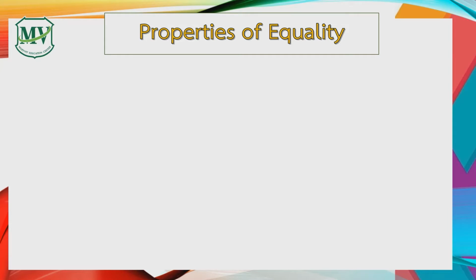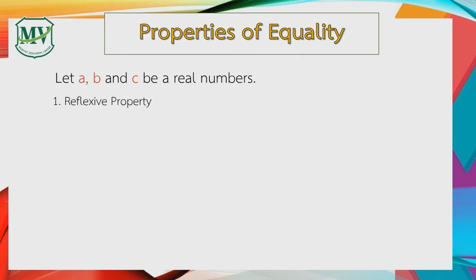Let's review first the properties of equality. Let A, B, and C be real numbers. Number 1, reflexive property. Reflexive property states any number is equal to itself. A is equal to A. Number 2, symmetric property states that the sides of the equation can be interchanged. So if A is equal to B, then B is equal to A.